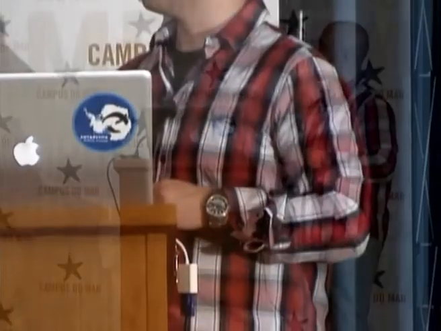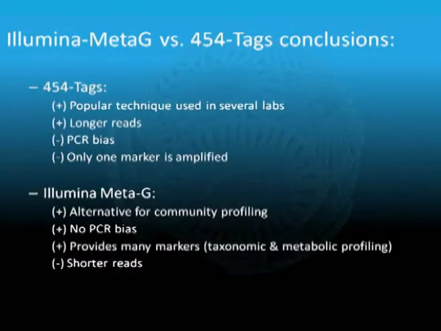So just to summarize a bit this part, if you use tags, we are not trying to favor one technique over the other. We want to say that Illumina is a good alternative. Anyhow, if we look at the 454 tags, it's a quite popular technique, which is a positive thing. It produces longer reads. A negative thing is that it has a PCR bias, and you can amplify one or a few markers. While using Illumina on metagenomes is a good alternative for community profiling. You don't have the PCR bias.